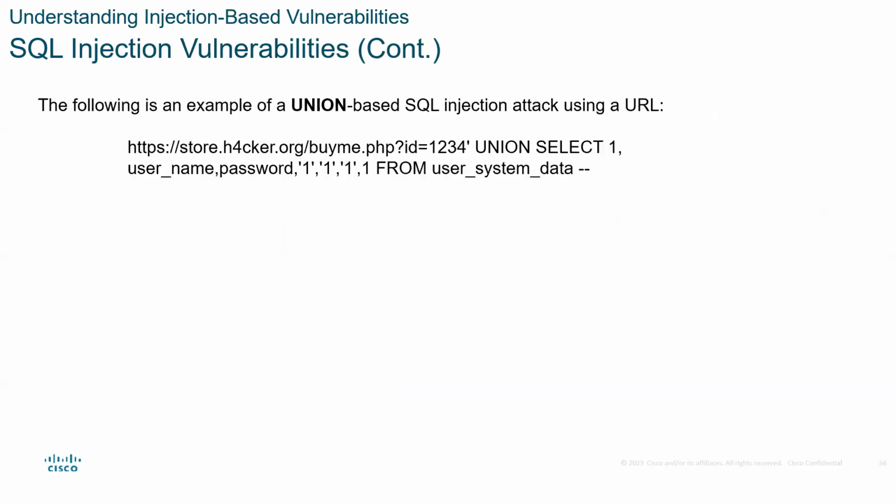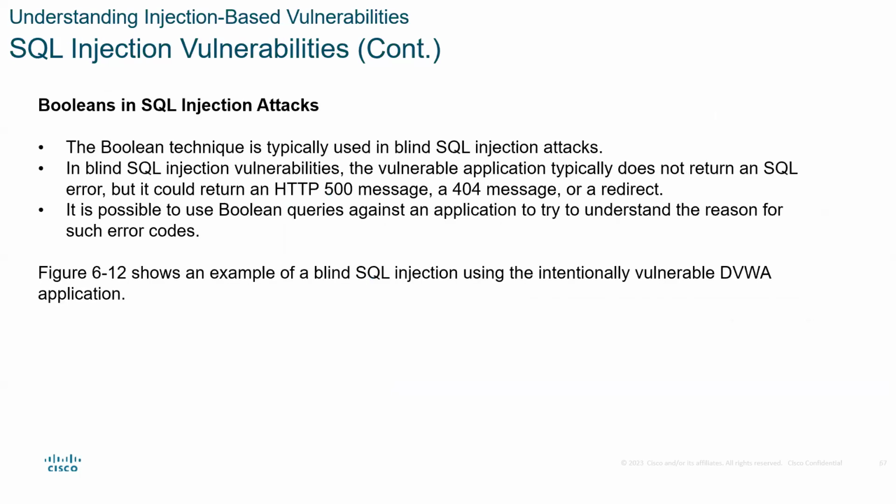So let's get to out-of-band exploitation. No, Boolean, sorry. Boolean exploitation. So the Boolean technique is used in blind SQL injection attacks. In blind SQL injection vulnerabilities, the vulnerable application typically does not return an SQL error, but it could return an HTTP 500 message. Remember what our messages are? A 404 message or a redirect. 404 is an error. 500 is a server-side error.